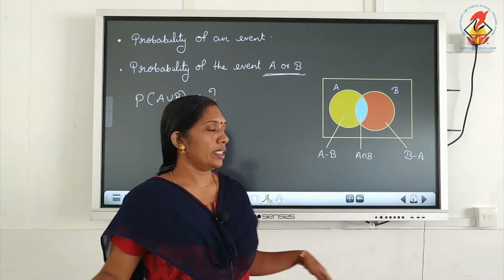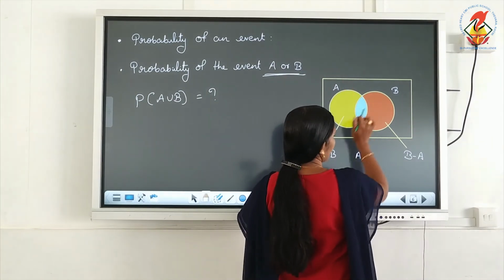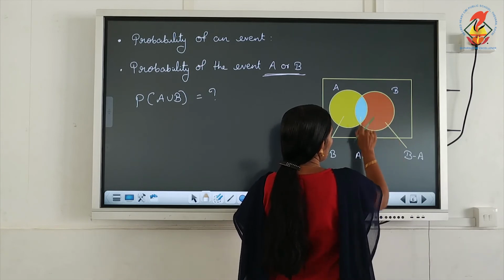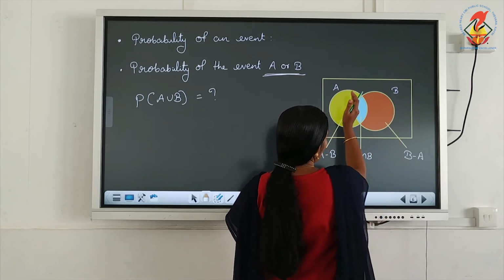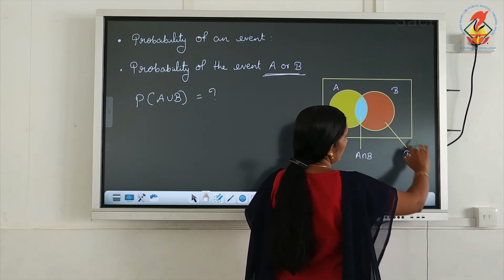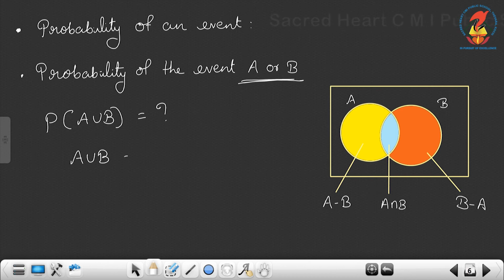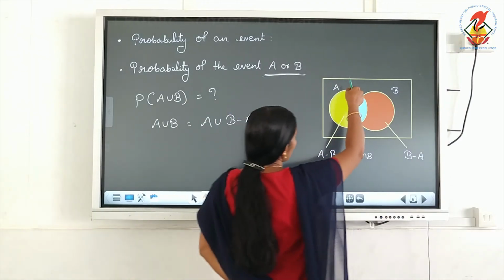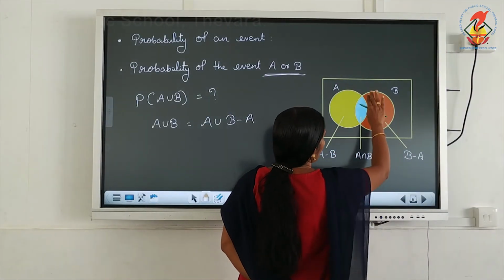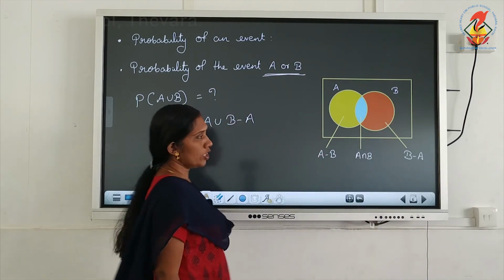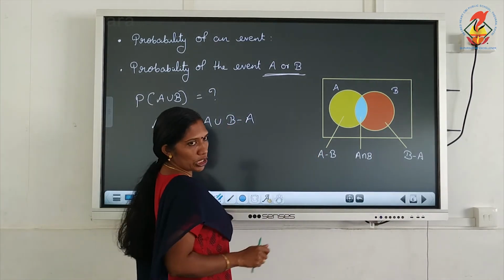Otherwise, how do we calculate? Look at this Venn diagram. A and B. This blue shade indicates A intersection B. This part is A minus B and here is B minus A. So from the figure, first I am writing A union B. A union B I can write as A union (B minus A). Is it correct? And they are mutually exclusive. A means this first circle. B minus A is this red colored portion. So these two sets are mutually exclusive.